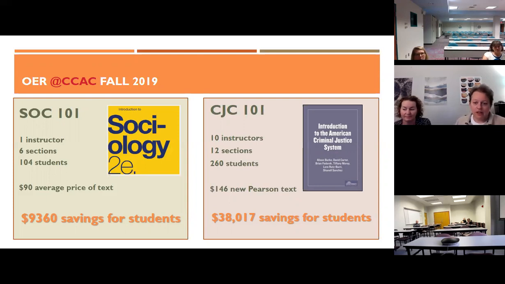I was also quickly put in my place to learn about the CJC 101 initiative that I knew nothing about. It's my understanding, and if anybody else is on the call, correct me if I'm wrong, that it was one of the first classes where all the instructors agreed upon using an OER for the same class, all sections throughout the college. So 10 instructors, 12 sections, 260 students. I looked at the average price of other textbooks. Apparently the Pearson text is one of the most popular in the field, $146. So that is a $38,000 savings for the students just in those 2 classes.